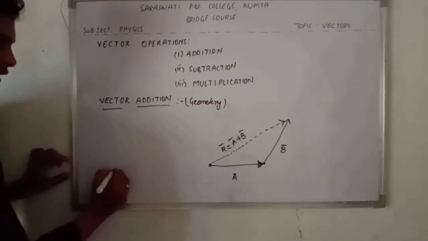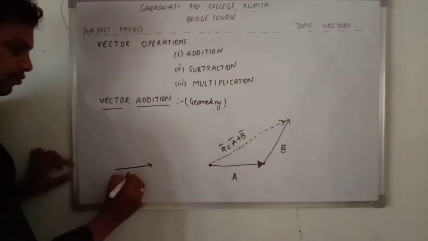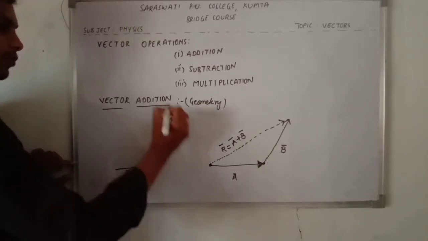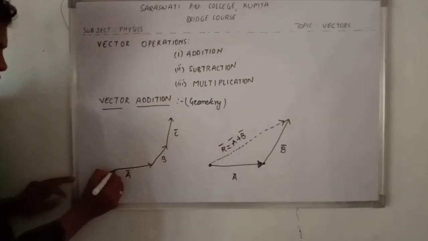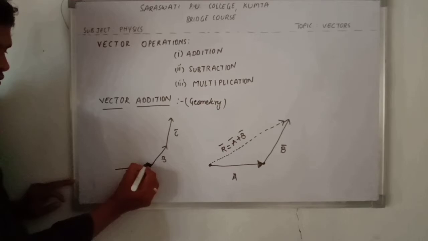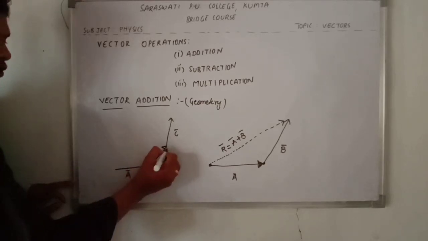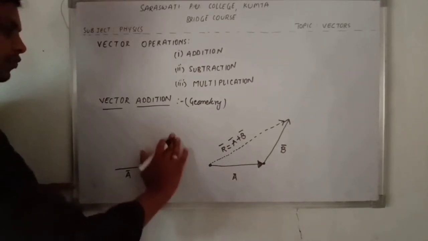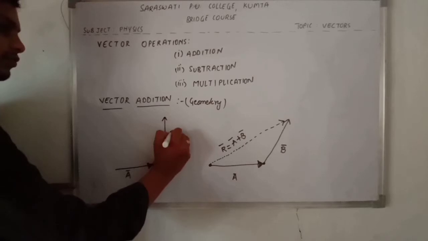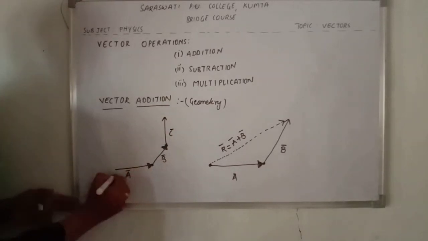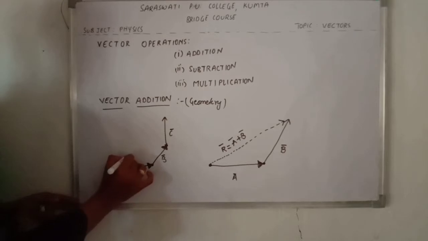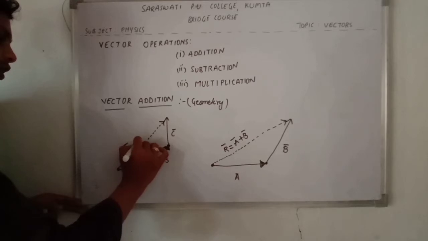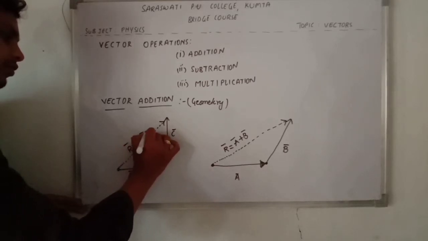For example, if I take three vectors like this, I will take this as vector A bar, this as vector B bar, and this as vector C bar. Now, the head of the first vector is in contact with the tail of the second vector. The head of the second vector is in contact with the tail of the third vector. For example, I will take the direction of the third vector like this. Then the addition of these three vectors gives R bar is equal to A bar plus B bar plus C bar.